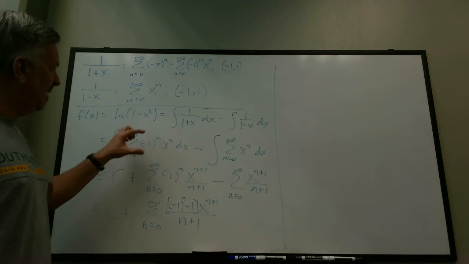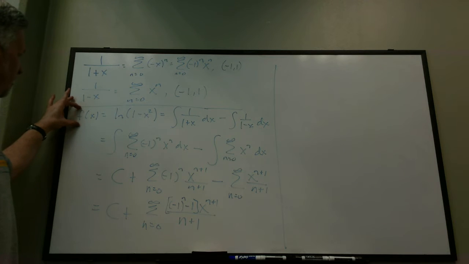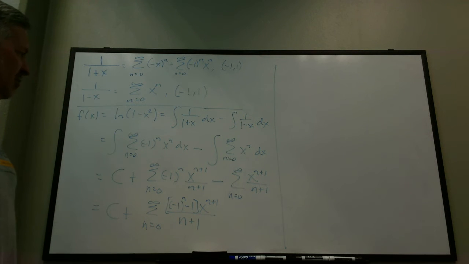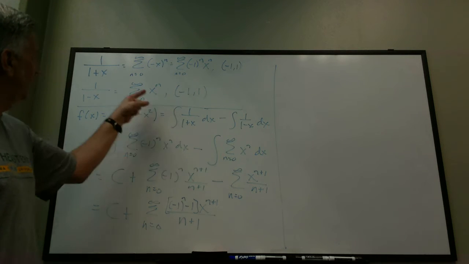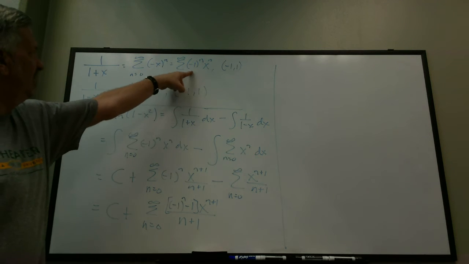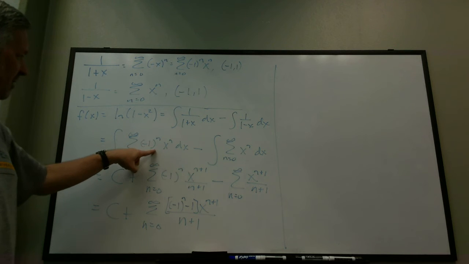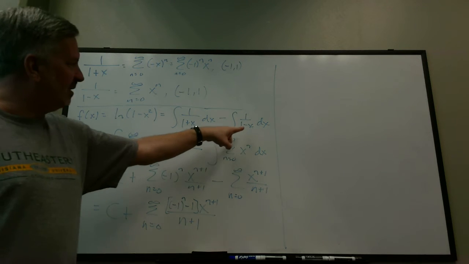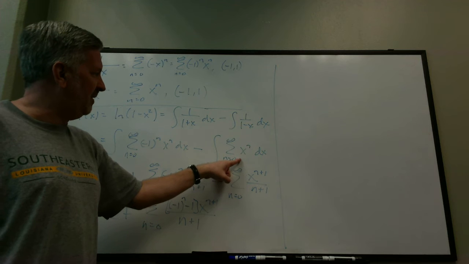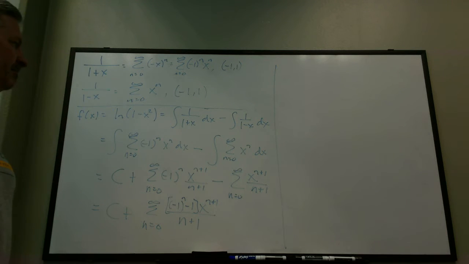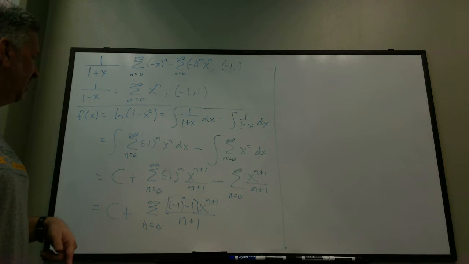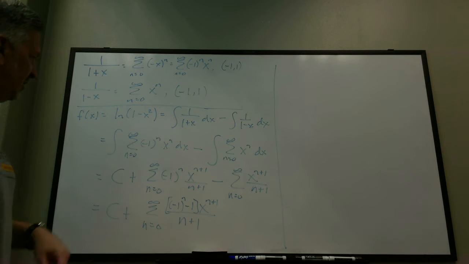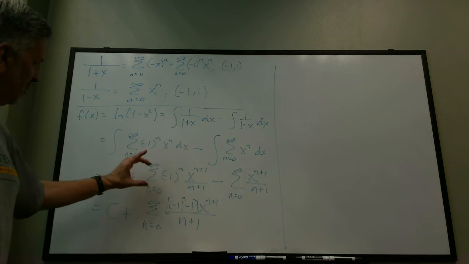Okay, so we're trying to find a power series representation for this function. So we need power series. So let's replace 1 over 1 plus x with its power series right here. And here we replace 1 over 1 minus x with its power series coming from here. Okay, now we have the integral of a sum. That's just the sum of the integrals. So just integrate term by term. And that's what we did going to here.